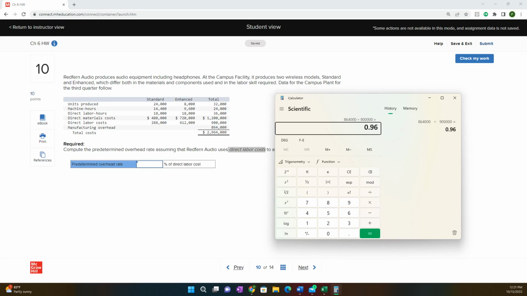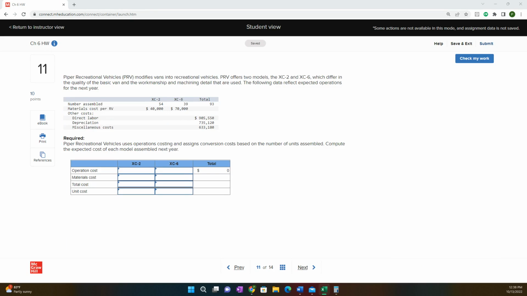Question number 11. Piper Recreational Vehicles modifies vans into RVs. They produce two models, the XC2 and the XC6. And it gives us the data which reflect expected operations for the next year. We expect to make 54 XC2s and 39 XC6s for a total of 93 units made. Materials cost is $40,000 for the XC2 and $70,000 for the other model. And then it gives us the total amounts for direct labor, depreciation, and miscellaneous costs.